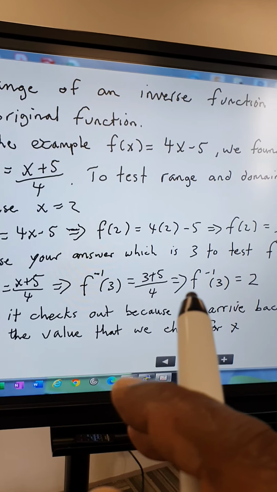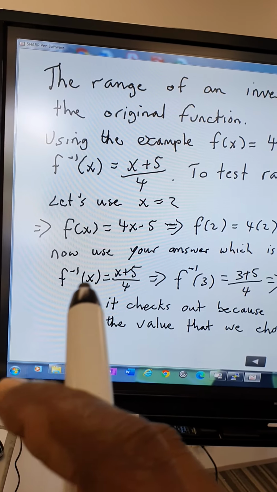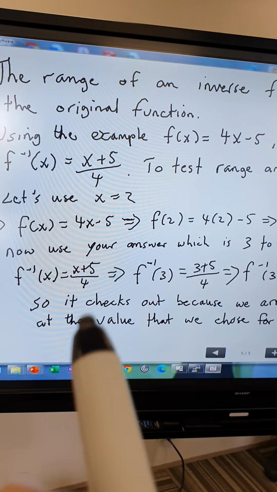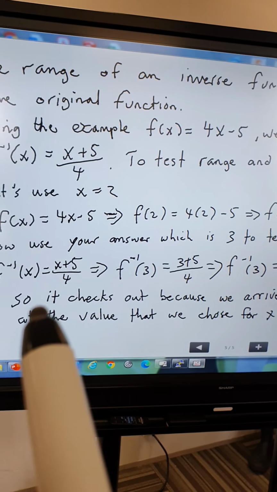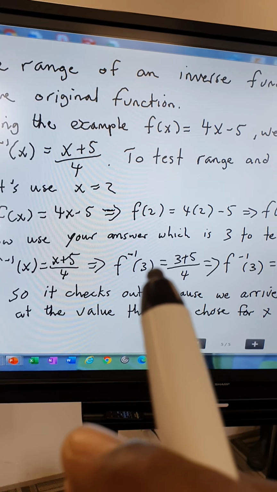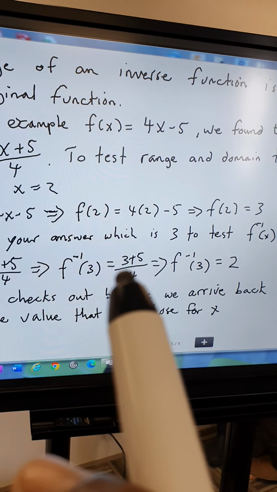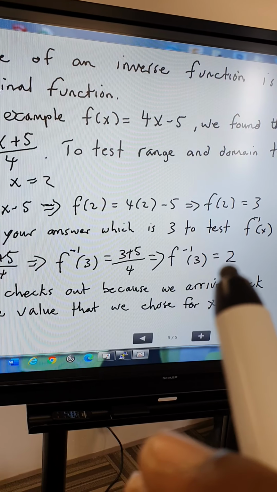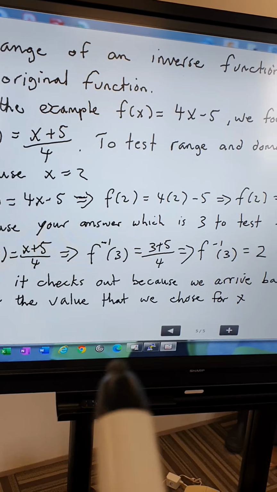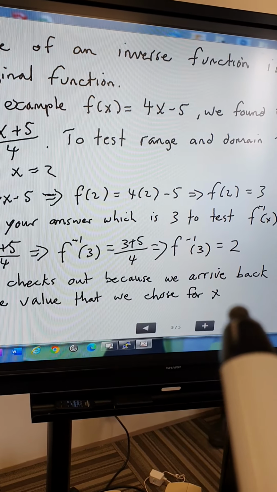Now use your answer, which is 3, to test the f inverse of x. So f inverse of x is equal to (x plus 5) over 4, which we found earlier. Wherever you see the x, you replace it with 3 now. So f inverse of 3 is equal to (3 plus 5) over 4, which is equal to 8 over 4. f inverse of 3 is equal to 2. So it checks out because we arrive back at the value that we chose for x.